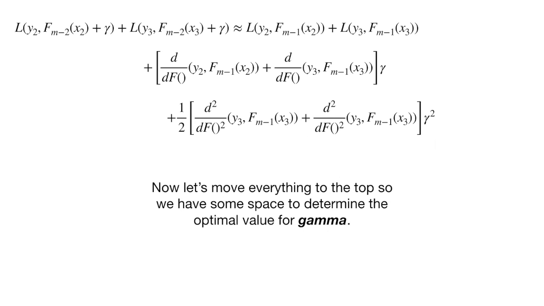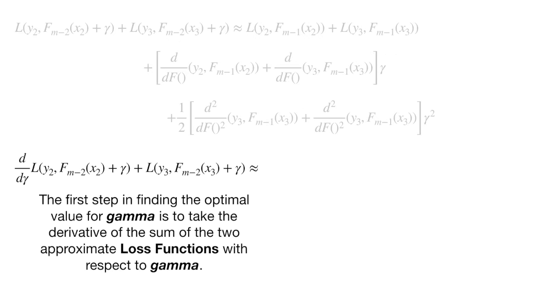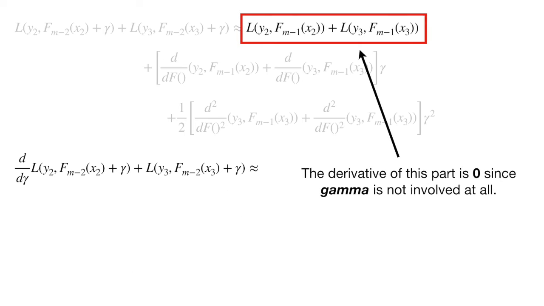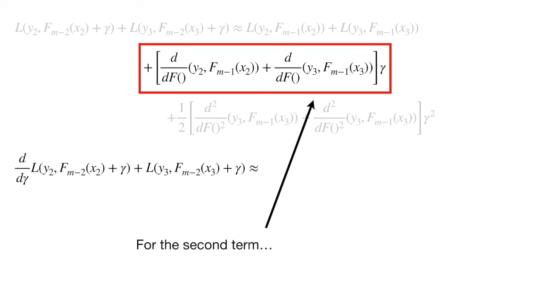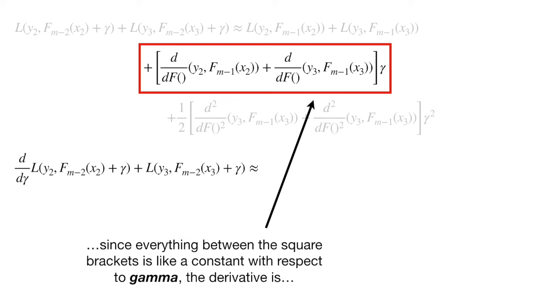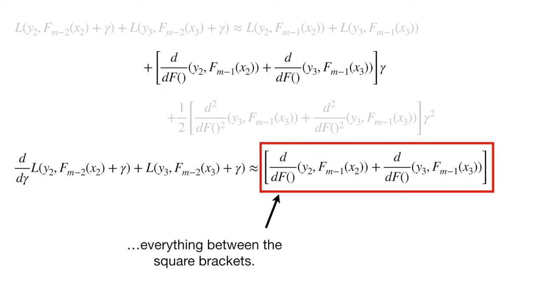Now let's move everything to the top so we have some space to determine the optimal value for gamma. The first step in finding the optimal value for gamma is to take the derivative of the sum of the two approximate loss functions with respect to gamma. The derivative of this part is 0 since gamma is not involved at all. For the second term, since everything between the square brackets is like a constant with respect to gamma, the derivative is everything between the square brackets.